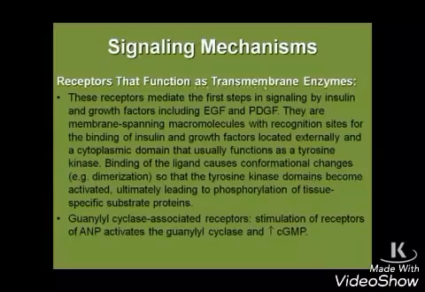Next, we have receptors that function as transmembrane enzymes. These receptors mediate the first steps, for example, in insulin signaling, as well as many growth factors, including epidermal growth factor and platelet-derived growth factor. They're membrane-spanning macromolecules with recognition sites, for example, for the binding of insulin. And that's certainly a molecule that we're going to highlight here. The exam will want you to know how insulin signals. It's also true for many of these growth factors, but let's focus on insulin.